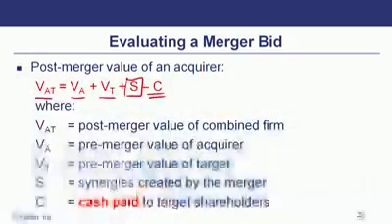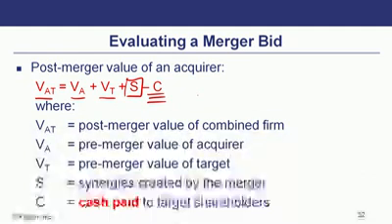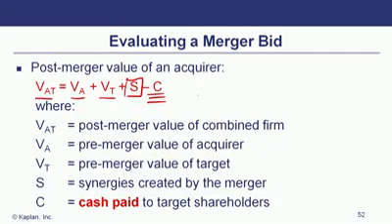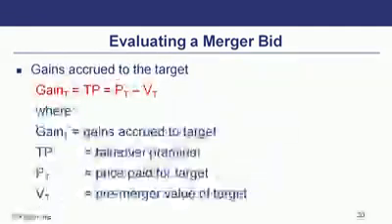And this C, I think it's important that you understand, is the cash paid to the target shareholders. So if it's a stock deal, then the C is going to be 0. If it's just a stock deal, what's the value of the combined firm? It's going to be the value of the acquiring firm before the deal, plus the value of the target firm before the deal, plus any synergies that we've created. So what we can do from this is parse out who's getting what. We know the value of the acquiring firm. We know the value of the target firm before the deal. What we're really doing here is calculating who's getting what part of the synergies.